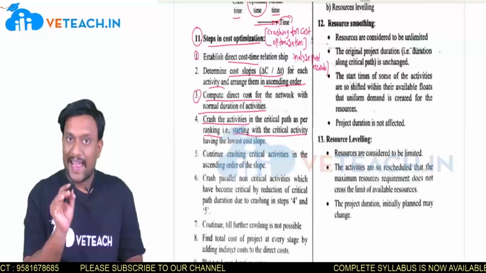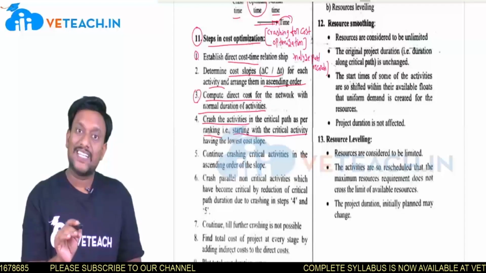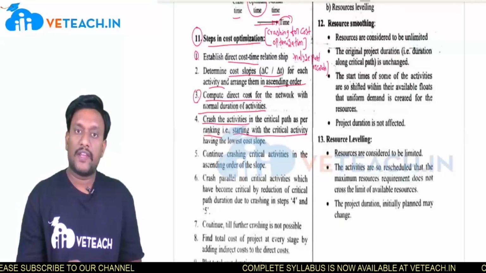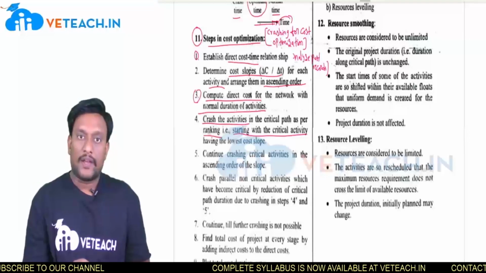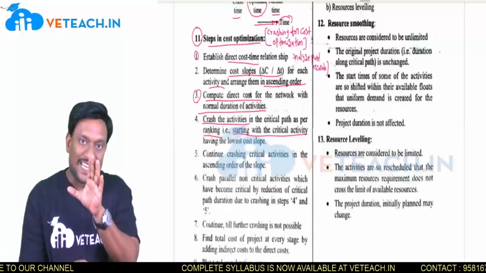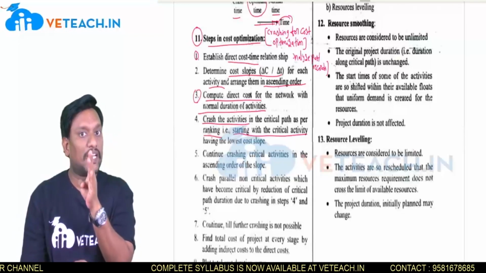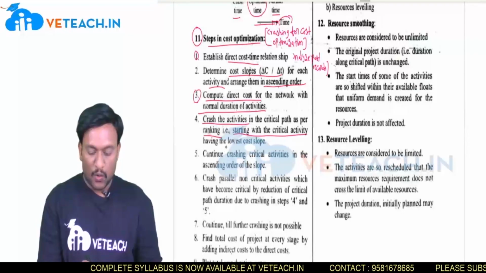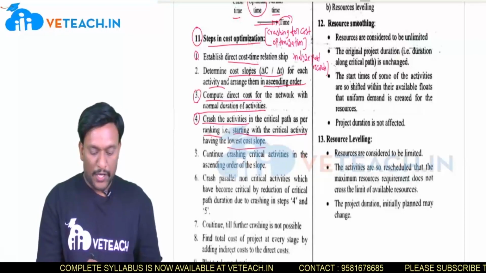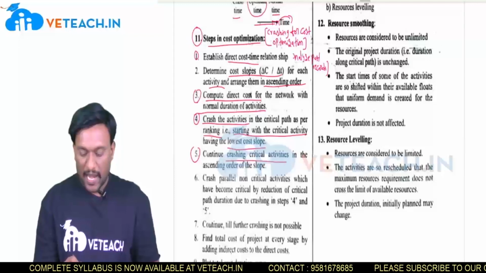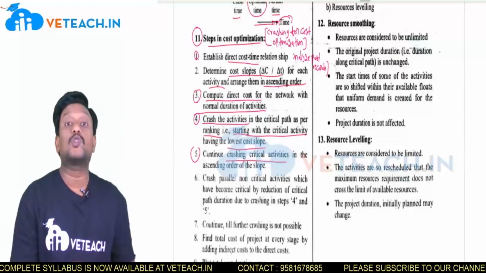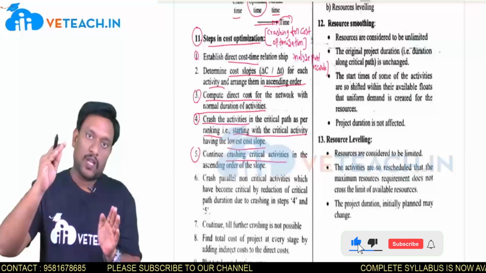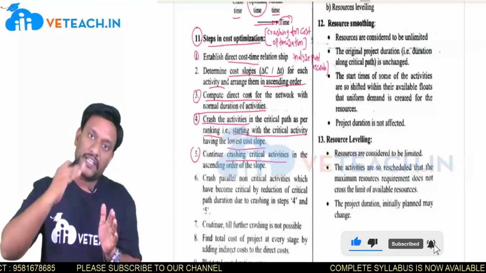First, as per rank base, you have to crash the critical activities which are consuming more time and requiring more resources. So, based on rank, we have to crash the critical activities. That is the task here, starting with critical activities having the lowest cost slope. Now, continue crashing critical activities in the ascending order of the slope. So, starting from the first to the last of the critical activities, continue in ascending, increasing order.